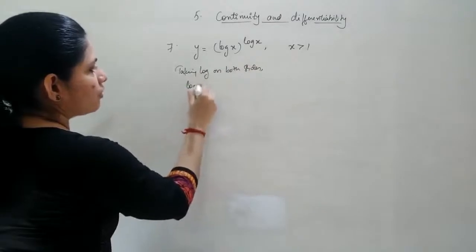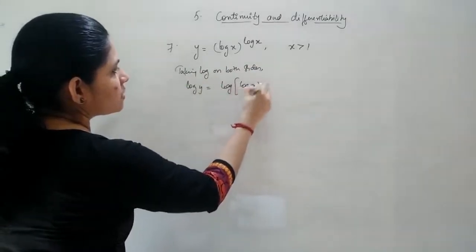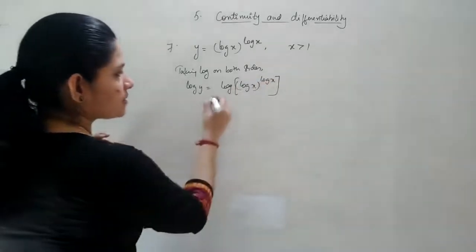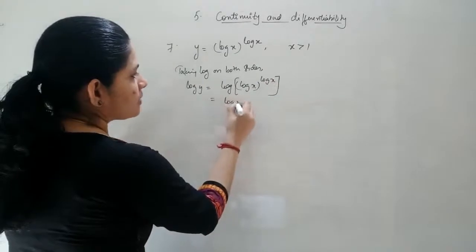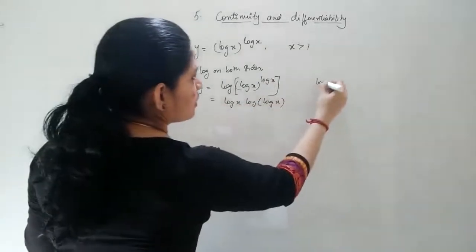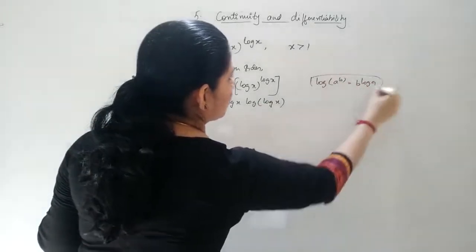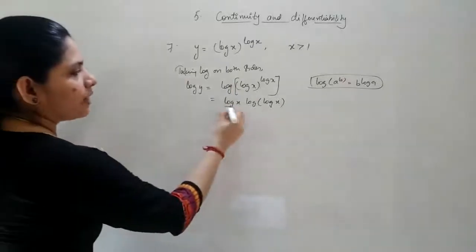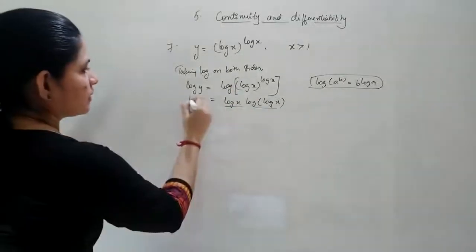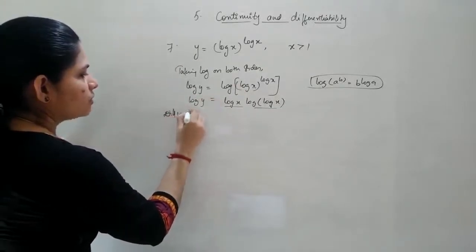This will become log y is equal to log of log x the whole raised to log x, which is the same as log x times log of log x. So what have we used? Log of a raised to b is b log a. Now you have two terms, log x and log of log x. Log y is equal to that. Now we are differentiating with respect to x.